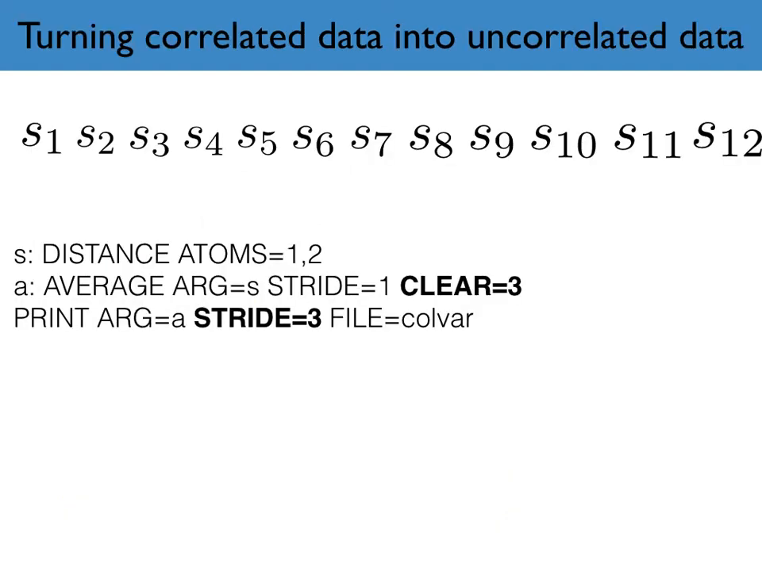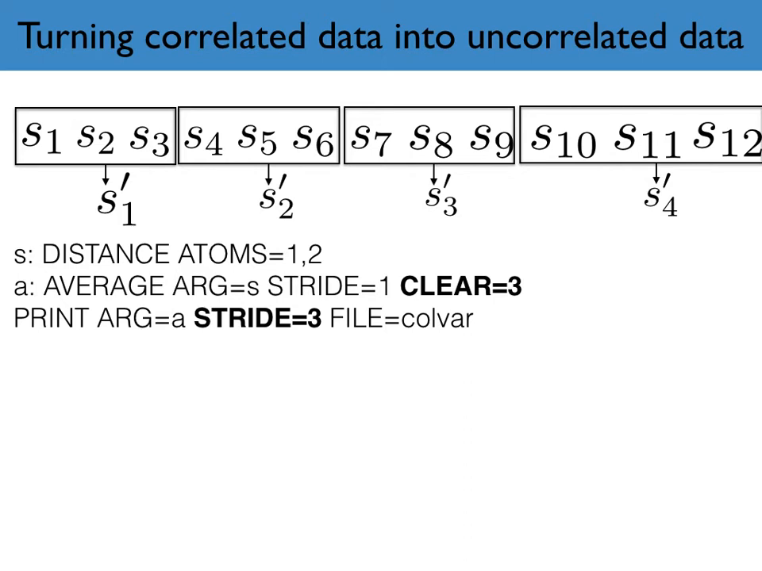The technique for doing this that I will introduce in this video is known as block averaging, and a PLUMED input file that does block averaging is shown here. Let's consider what this input would do with the CV data from the 12 trajectory frames shown at the top of the slide. In essence, it tells PLUMED to take the S values, for the input shown here S is the distance between atoms 1 and 2, from each set of three consecutive frames and to calculate an average from them. For the 12 frames shown here, we would thus calculate four averages.